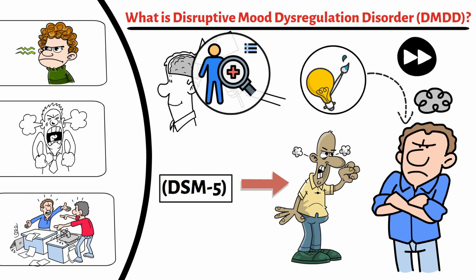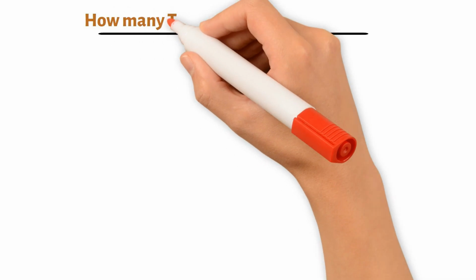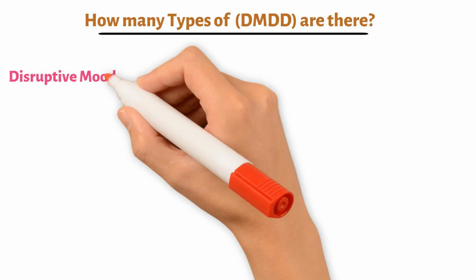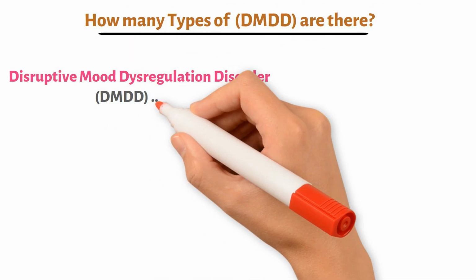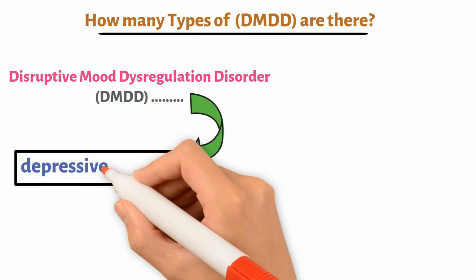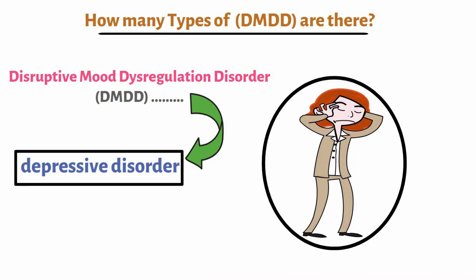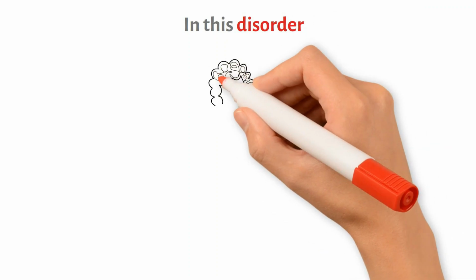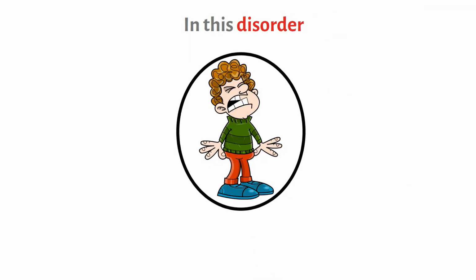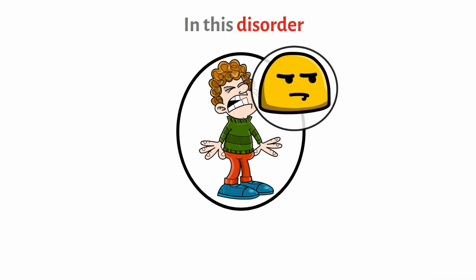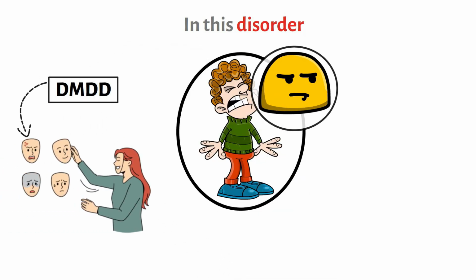Now let's move on to the next point, which is, how many types are there? Friends, Disruptive Mood Dysregulation Disorder, DMDD, is a type of depressive disorder that is particularly seen in children. In this disorder, children often exhibit excessive anger, and their mood remains irritated most of the time. Thus, DMDD is considered a distinct category within mood disorders and does not have any subtypes.